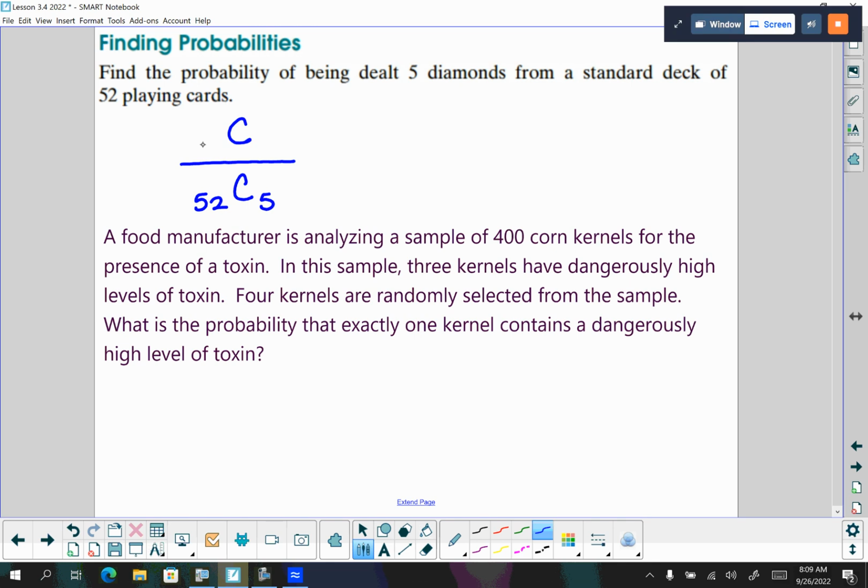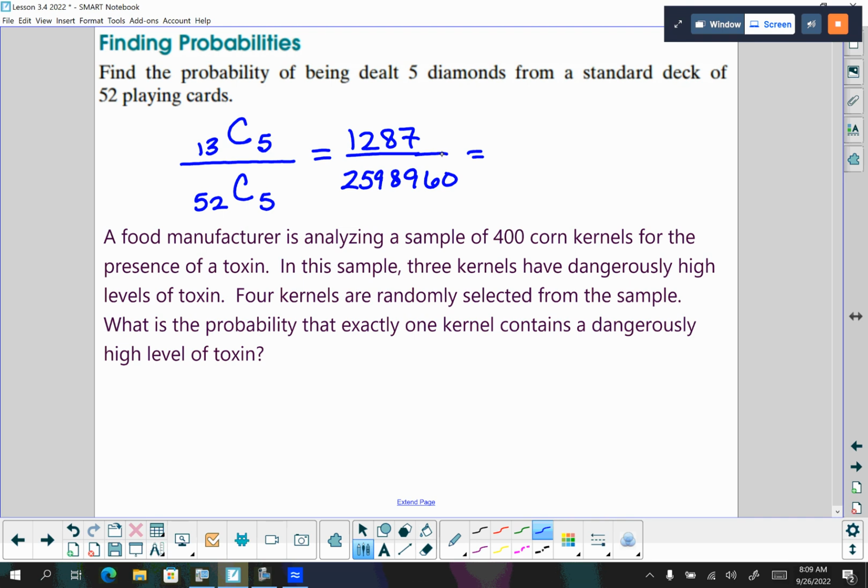There are 13. And I want to know how many different ways I can get 5 out of those 13. That's all you have to do to calculate this probability. All right, so in the numerator, 13 choose 5 gives me 1,287. In my denominator, 52 choose 5, 2,598,960.